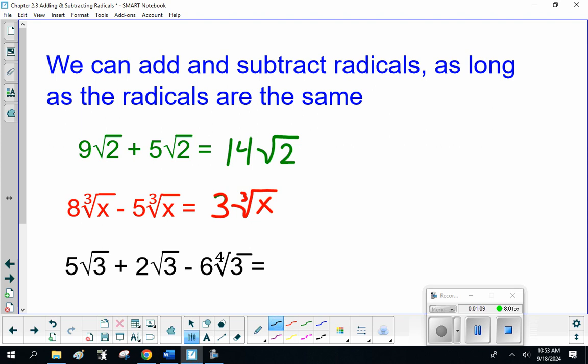Now remember what I said about the same? You have 5 square root 3 plus 2 square root 3 minus 6, the 4th root of 3. And you're going, wait a minute, this is 5 pesos and 2 pesos, so that is 7 pesos. And you have an IOU for 6 American dollars. Okay? So as long as the radicals are the same, you can add them, but if they're not, you can't. And note the square root of 3 is different than the 4th root of 3, or the cube root of 3, or the square root of 8, or whatever.